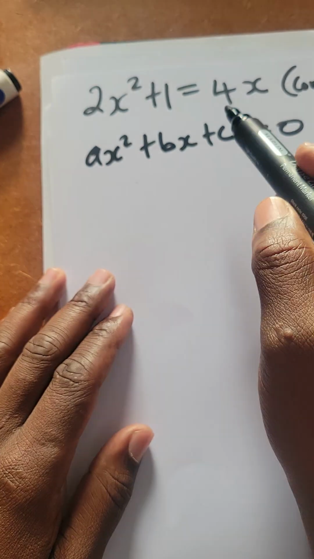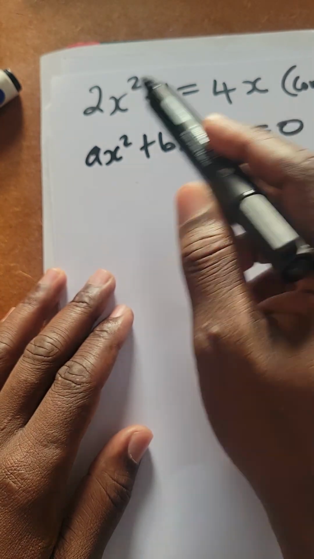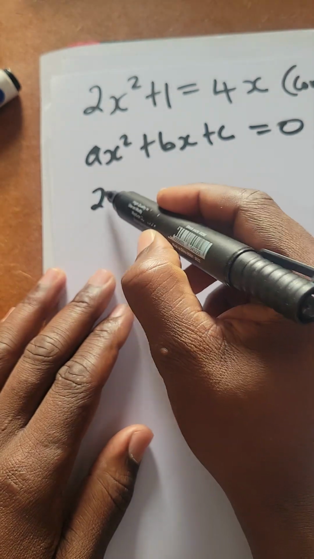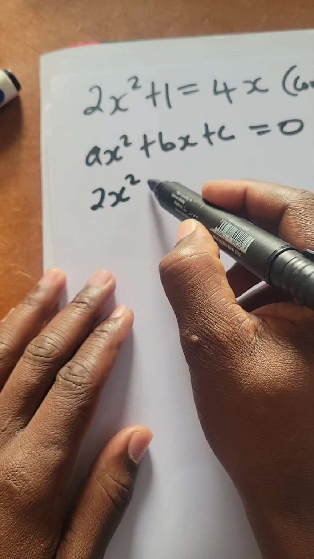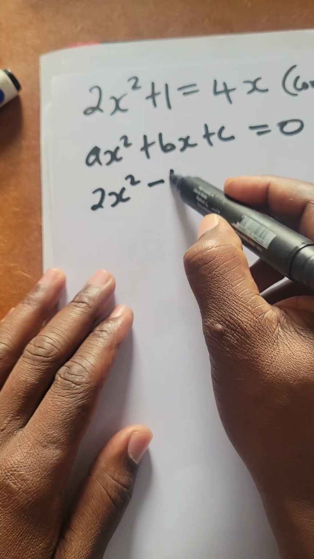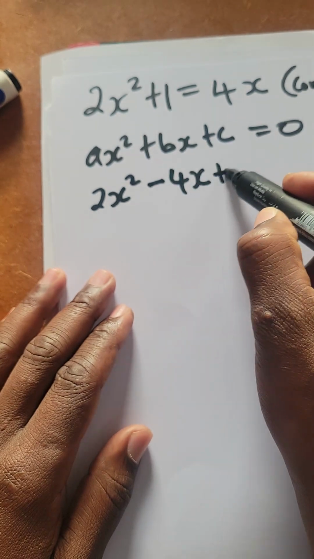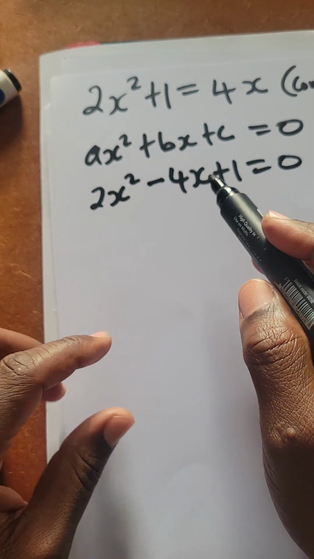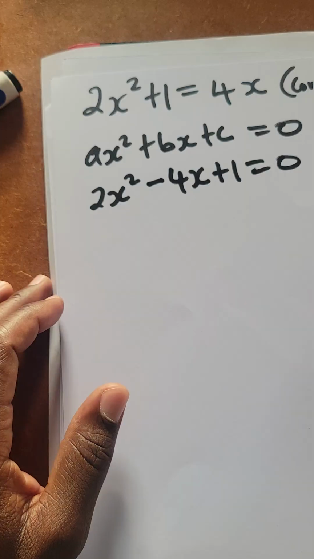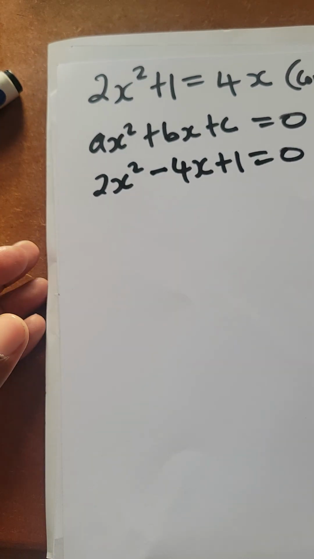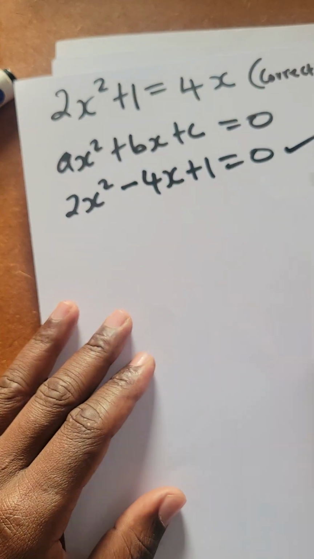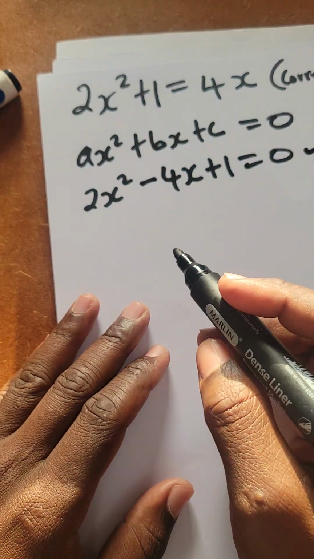So what do we do? We migrate the 4x from this side to the left side of the equal sign so that the equation is rewritten as 2x squared. 4x is positive, that side becomes minus 4x plus 1. Now everything is equal to 0. As you can see, this equation is now in the standard form. Putting that equation in standard form has already taken you a mark. You've collected a mark there before you go any further.